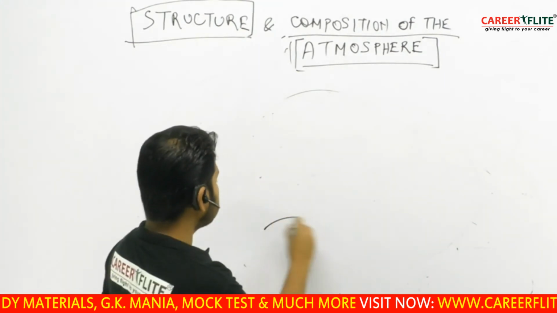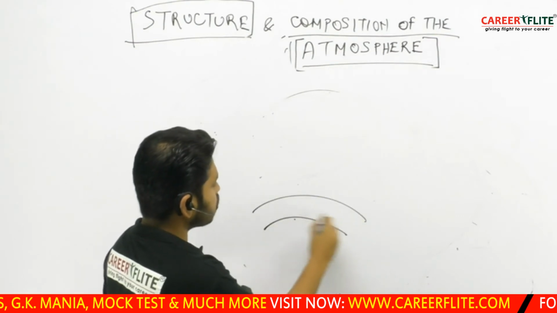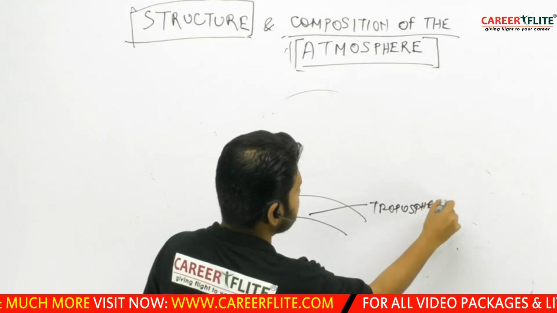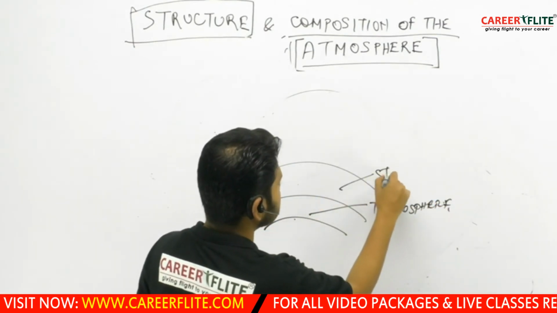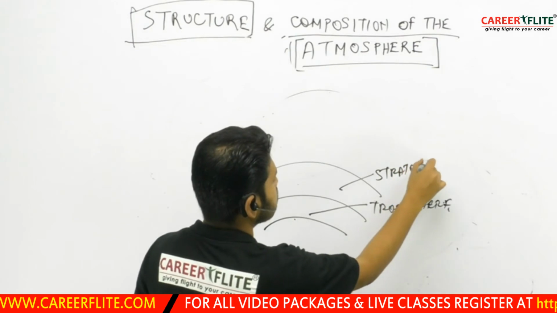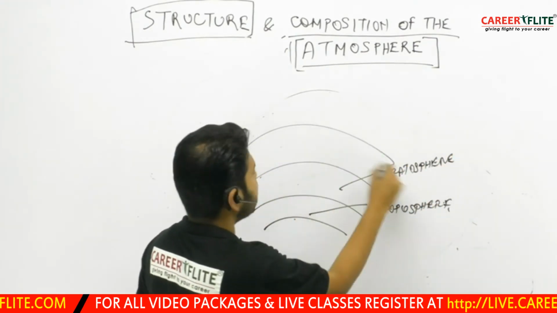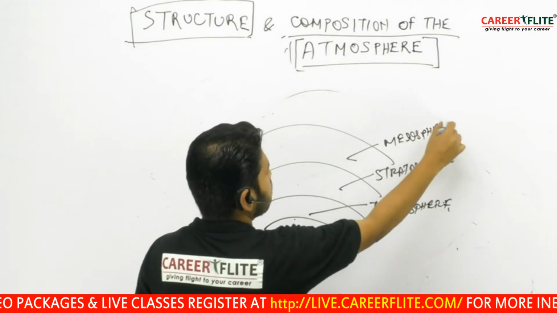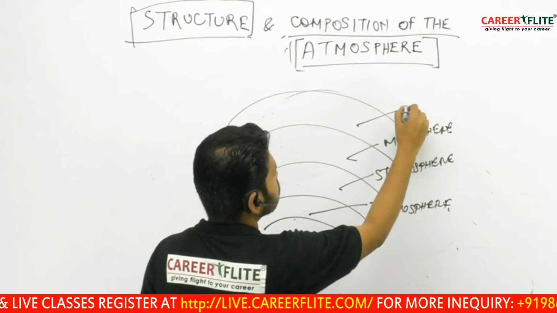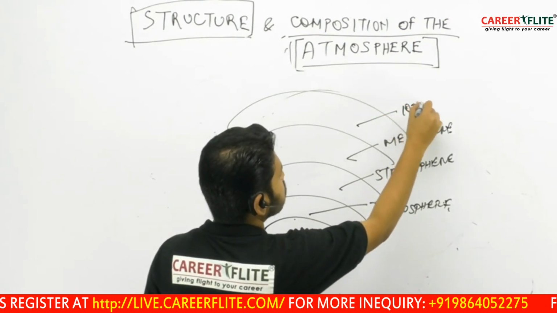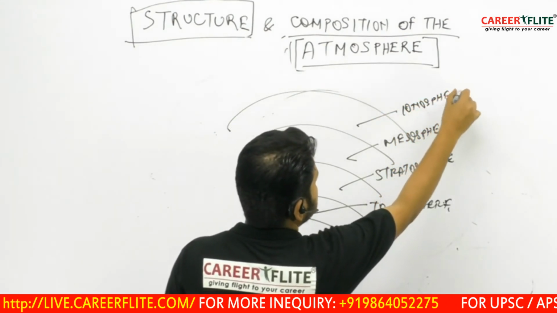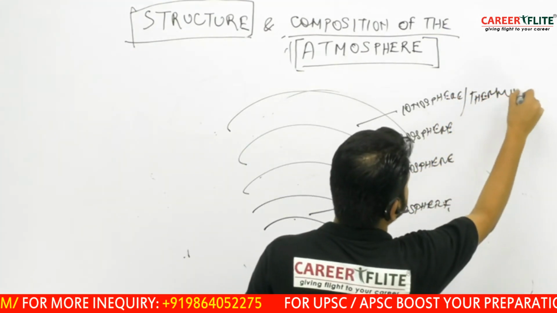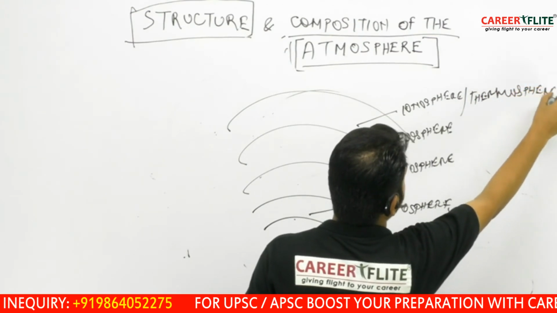The first layer, from the surface, is the troposphere, and the next one is the stratosphere. Then mesosphere. The next layer is ionosphere or thermosphere, and the last one is exosphere.